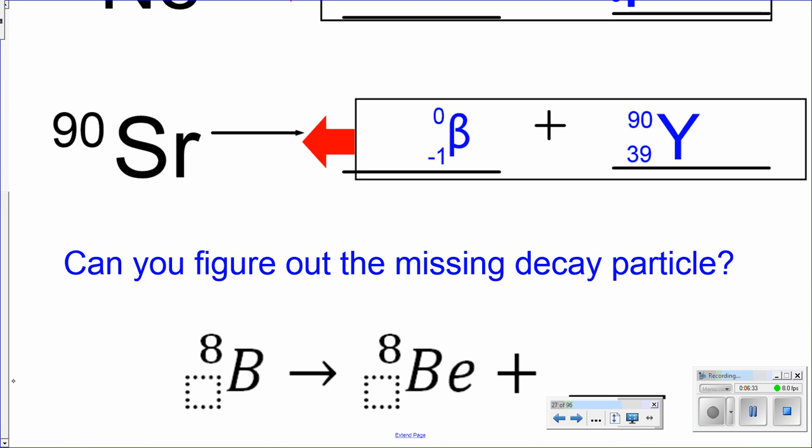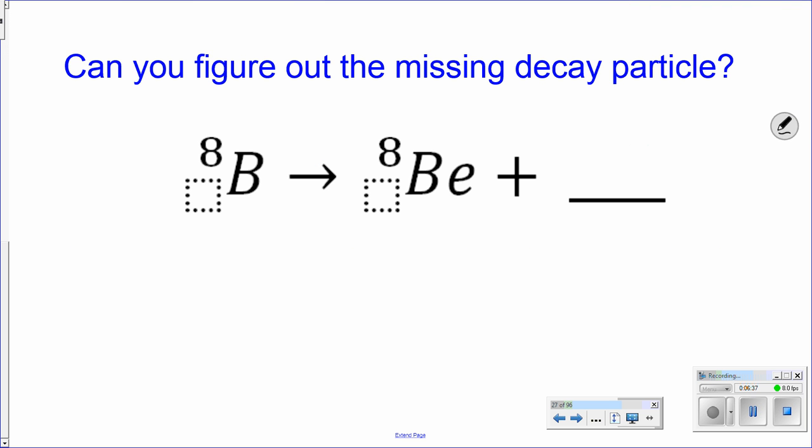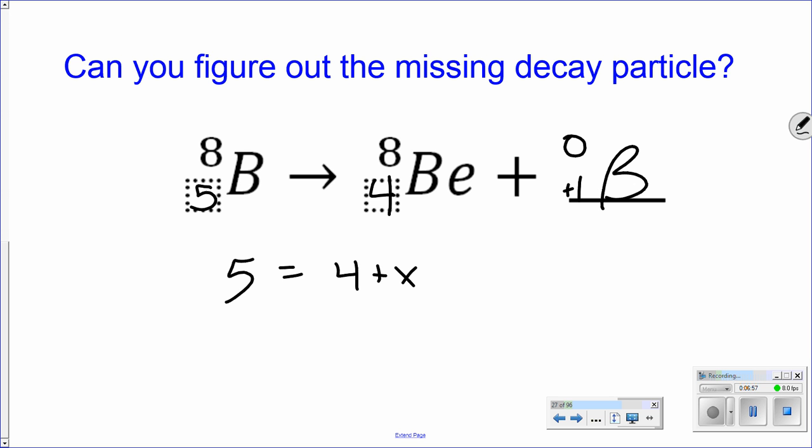After you've checked your answers to these, you can also use this kind of logic to determine the identity of a missing particle. So if we filled in our 5 for this boron, and for beryllium, we got to fill in a 4 down here, we can see on top that we would have a 0. And we have, this is 5 equals 4 plus x. So x is a positive 1, so that would tell us that this is a positron.